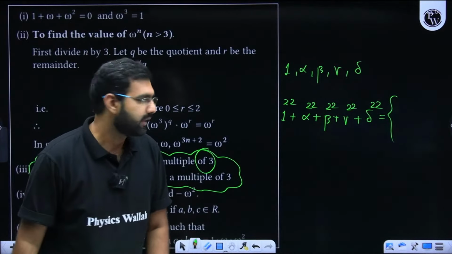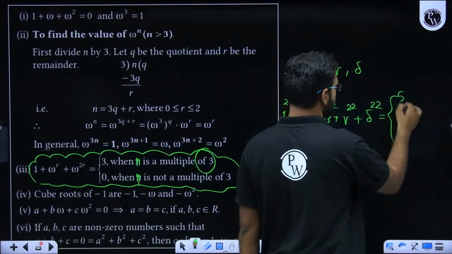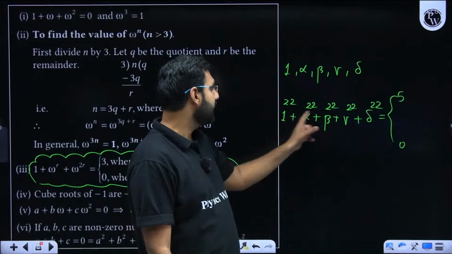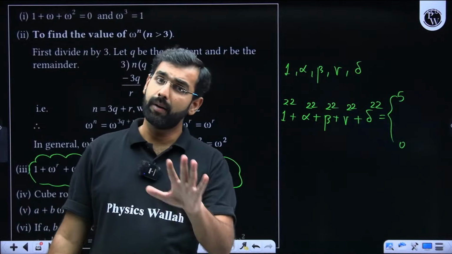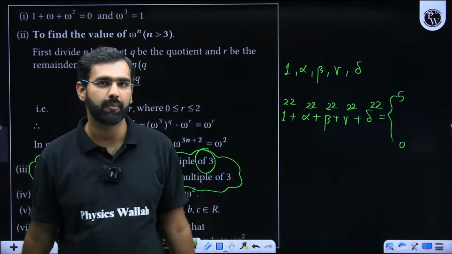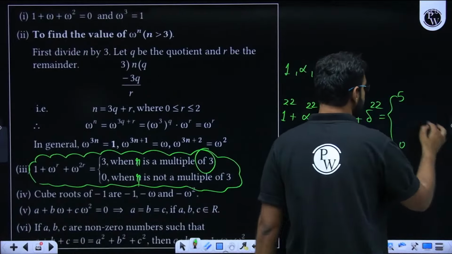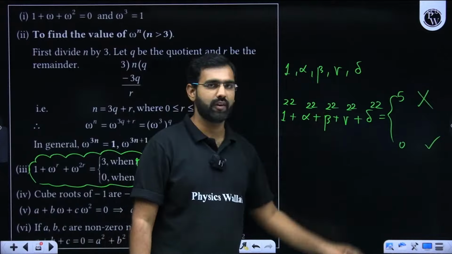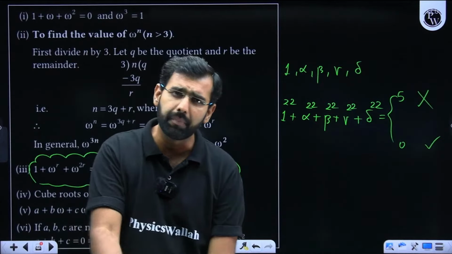So remember, the answer will be either 5 or 0. Now it all depends on whether it will be 0 or 5. How do you decide it? Look at their powers. Is that power a multiple of 5? I think 22 is not a multiple of 5. In that case, the answer will be 0. Had this power been 25, in that case, the answer will be 5. That's how simple it is.